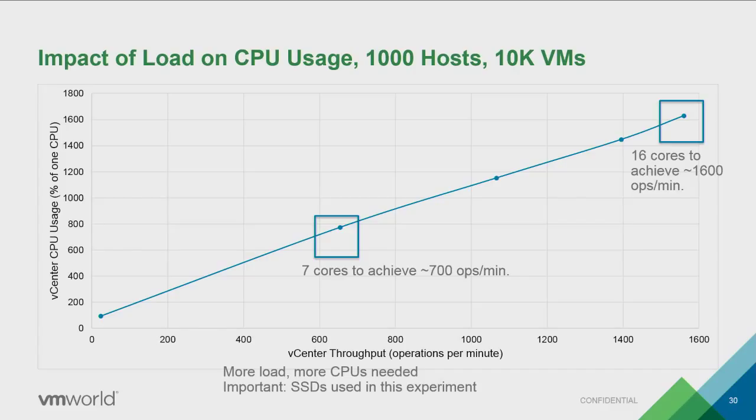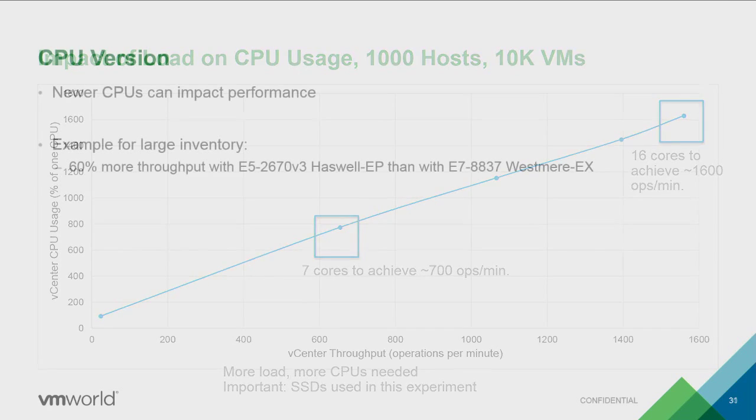In the case on this particular chart, I needed about 7 cores to get 700 operations per minute. And if I wanted to get 1,600 operations per minute, I needed 16 cores. So clearly, the more load you have, the more CPUs you have. I should also point out that this is for our at-scale environment. So this is for the 1,000 host, 10,000 VM setup. I do this experiment using SSDs because I want to make sure that disk isn't my bottleneck here. So bottom line, this helps you understand the impact of CPU on your performance of vCenter.